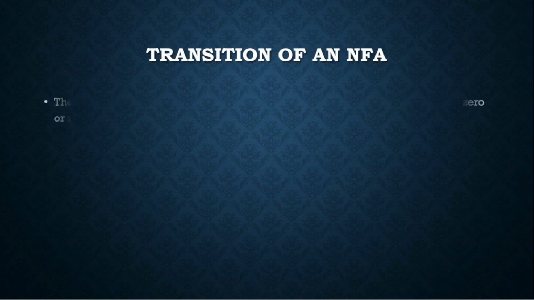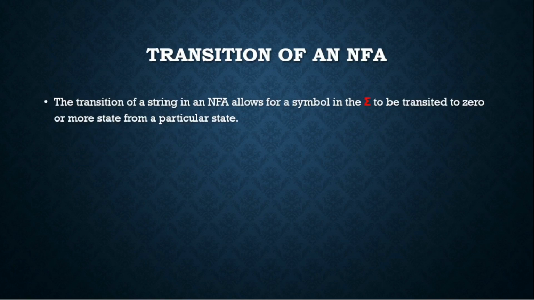So, transition in an NFA. A transition of a string in an NFA allows a symbol in the sigma to be transited to 0 or more states from a particular state. So what does this mean? It means a symbol can be transited from a particular state to more than one state. While in DFA it is not allowed, in NFA that is allowed.